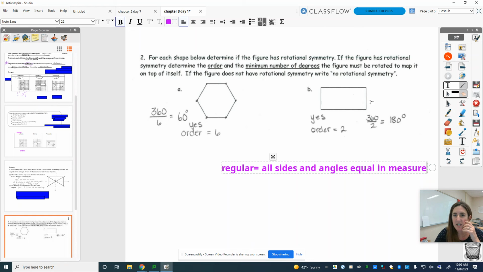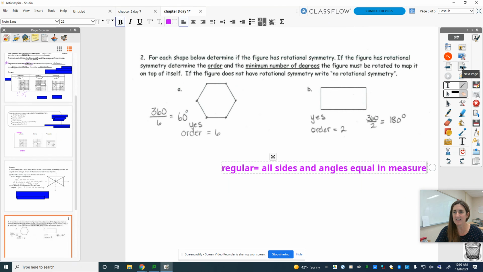Let's look at this guy down here. Oh, this is not a regular shape, but it still has rotational symmetry because it has an order of 2. If you turn it upside down, it still looks the same, the rectangle. So 360 divided by 2 is 180 degrees for its rotational symmetry.